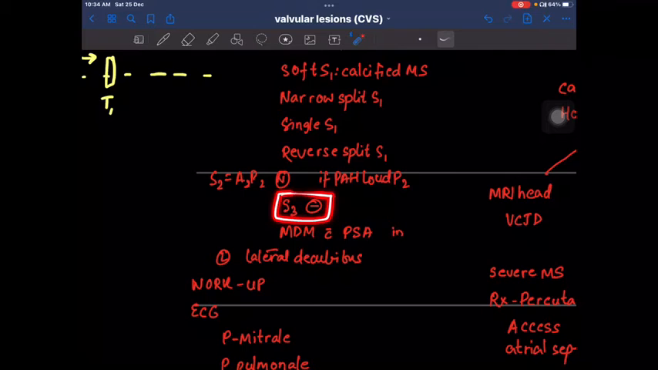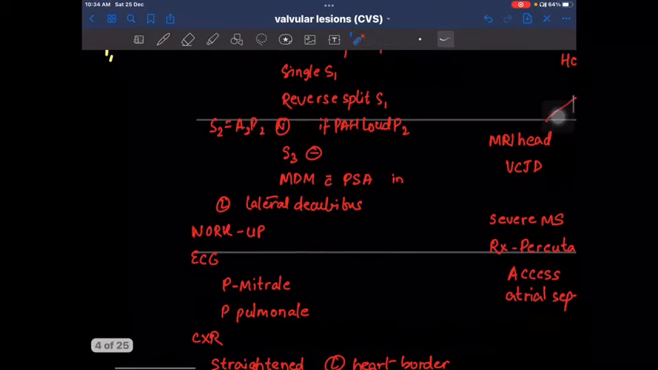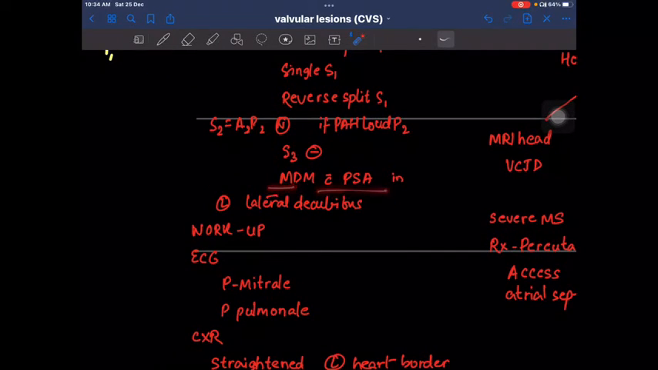S3 will be absent. Why? Because S3 is a ventricular sound, ventricular gallop. If you remember, I told you in the first lecture, please familiarize yourself with S1, S2, S3, and S4. I'm sure you've done this in your physiology, what heart sound corresponds to what. So S3 is a ventricular gallop. So the ventricle is not involved here. So S3 is absent. The murmur, as we said, MDM with PSA, that is mid-diastolic murmur with a presystolic accentuation in left lateral decubitus position. This is the best position to hear the murmur of mitral stenosis.